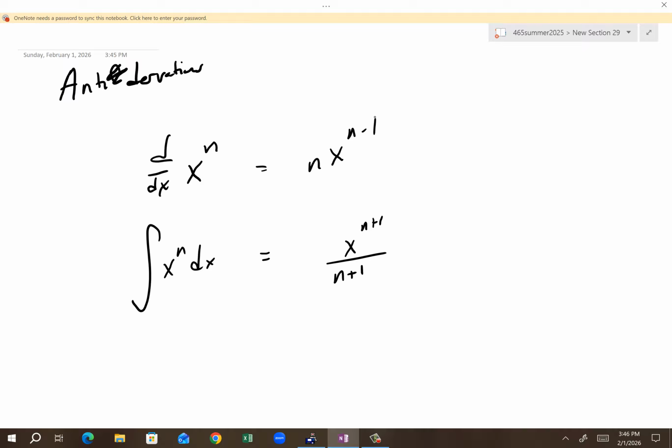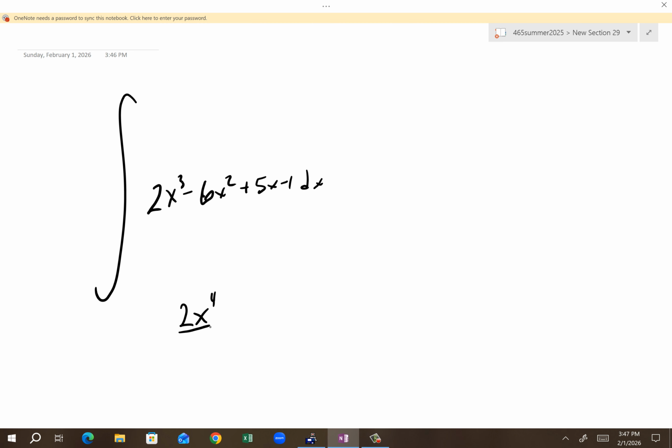In essence, instead of minusing 1 off of that and then timesing out front, we're just going to add 1 up here, and then we're going to divide by it on the bottom. Okay? So for nice easy ones like this, find the antiderivative of 2x cubed minus 6x squared plus 5x minus 1. So this becomes x to the 4 divided by 4 minus 6x cubed over 3 plus 5x squared over 2 minus x.